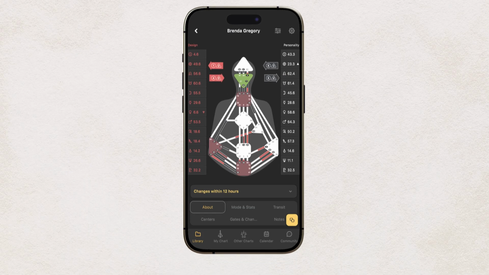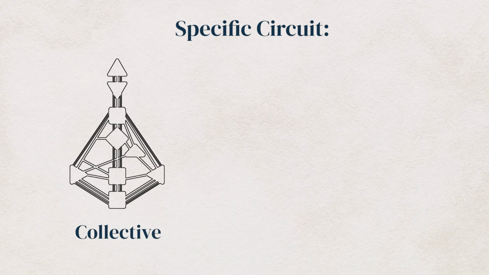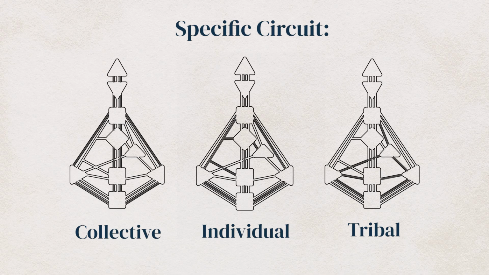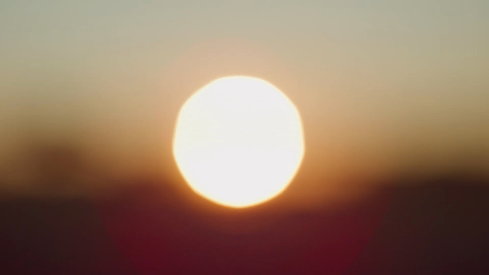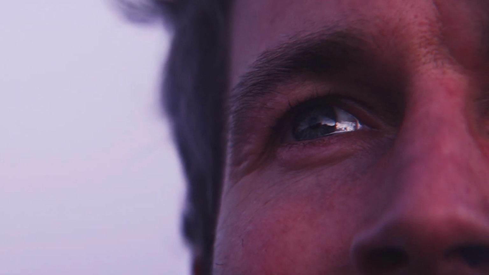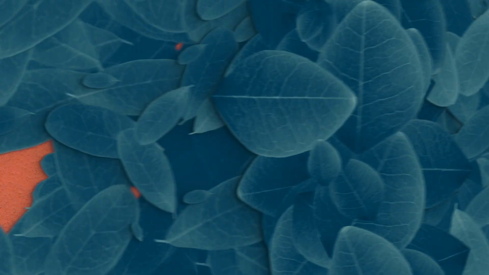To go one step further, each gate is also part of a specific channel: collective, individual, tribal, and that further flavors that gate. Understanding how you both express and embody each gate individually helps you see the bigger picture of how they come together to form the background theme of your life's purpose.